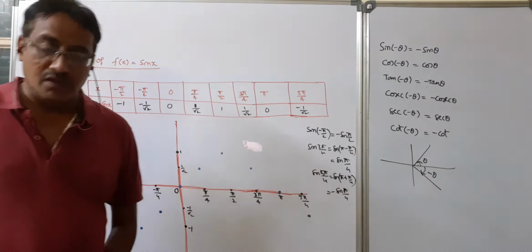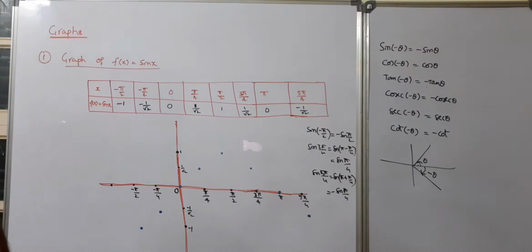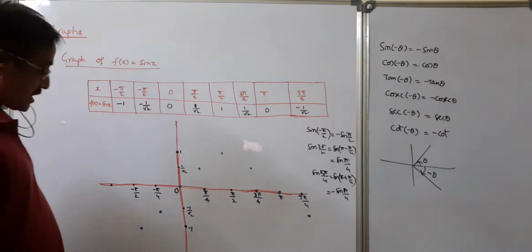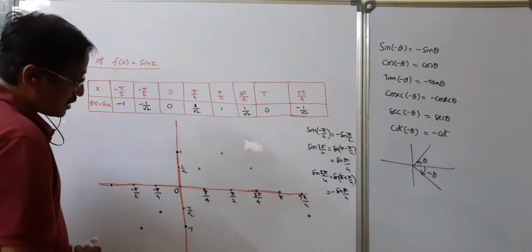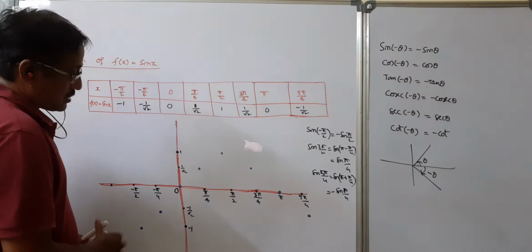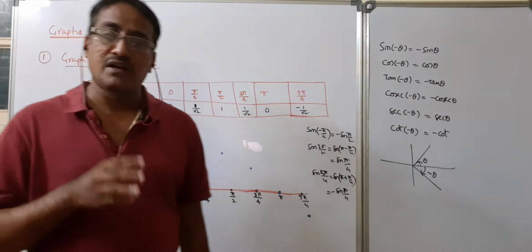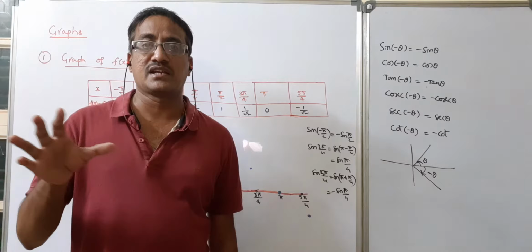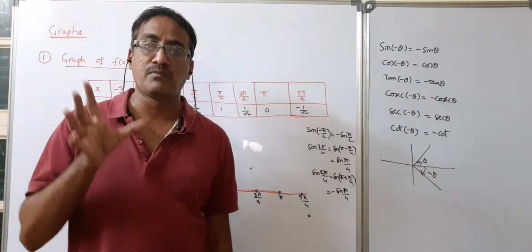Now, you need to join those points to get the graph. Remember that a graph of a function is always a smooth curve. It does not look like a straight line. Remember that very, very important point.